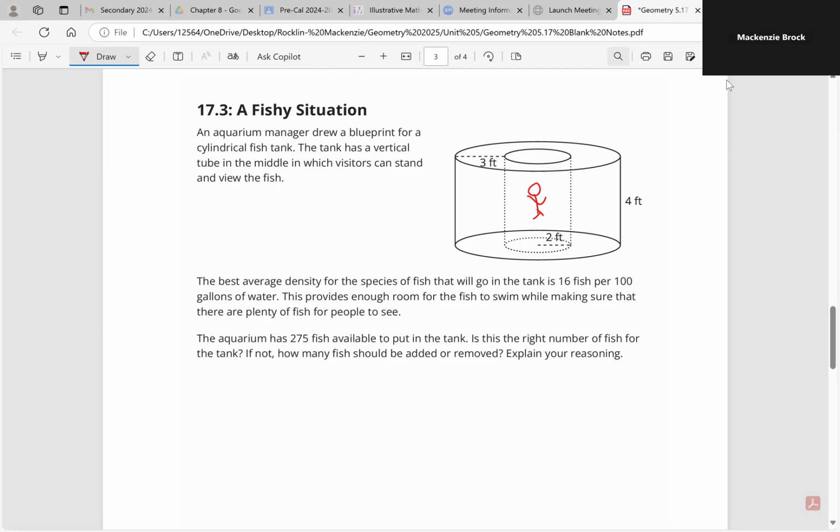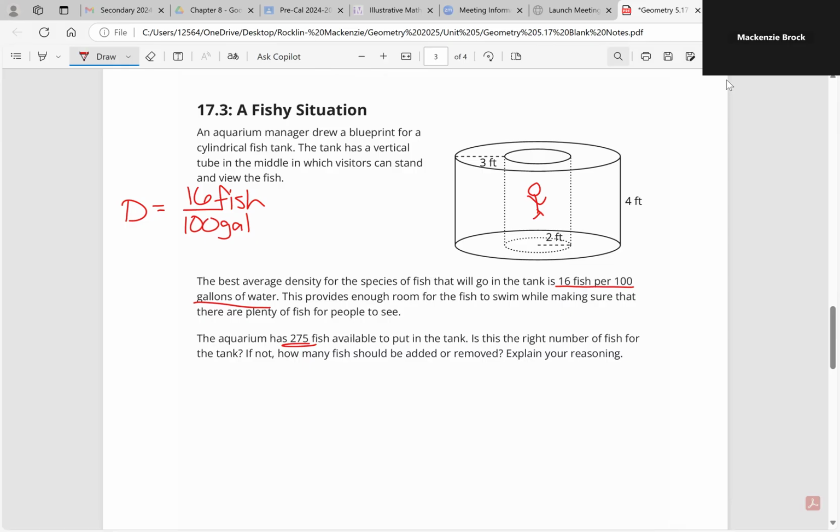The best average density for this species of fish that will go in the tank is 16 fish per 100 gallons of water. So density is 16 fish over 100 gallons of water. This provides enough room for the fish to swim while making sure that there are plenty of fish for people to see. The aquarium has 275 fish available to put in the tank. Is this the right number of fish for the tank?